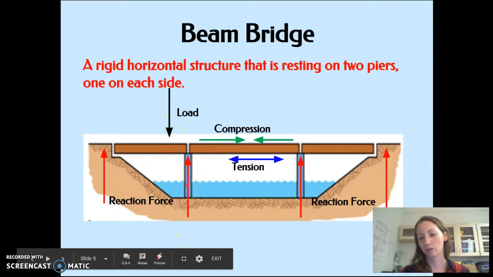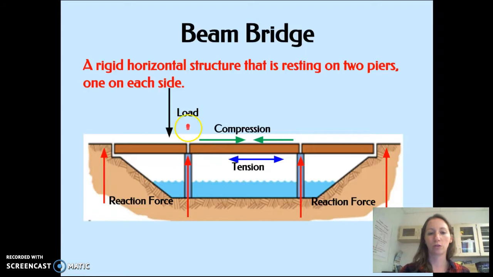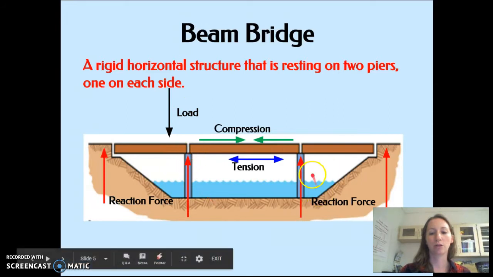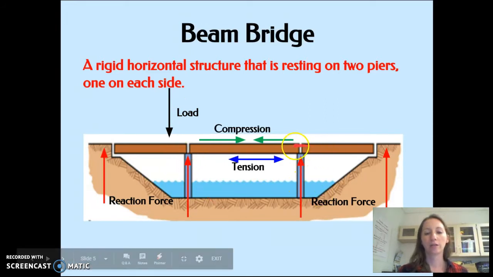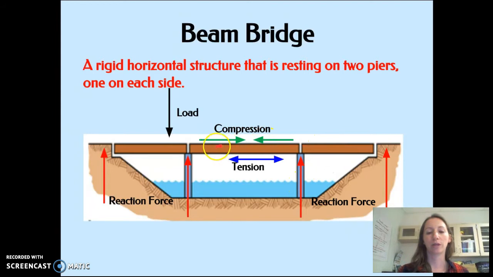Think Newton's third law, equal and opposite action reactions. So if there's a load pushing down, there's got to be a reaction force pushing up. And that causes a lot of compression on these piers. The top of the bridge is also going to be experiencing compression, while the bottom part of the bridge is going to be experiencing tension.